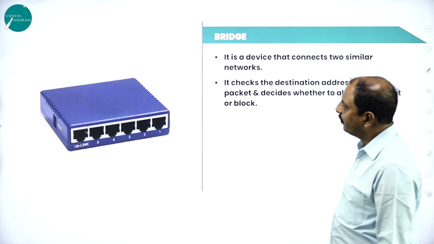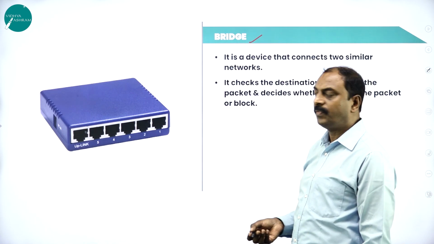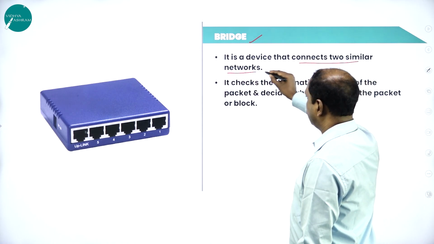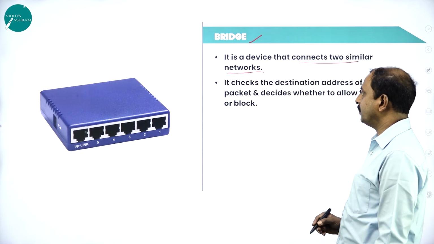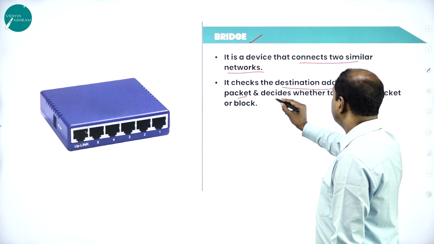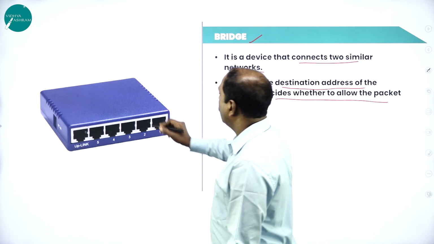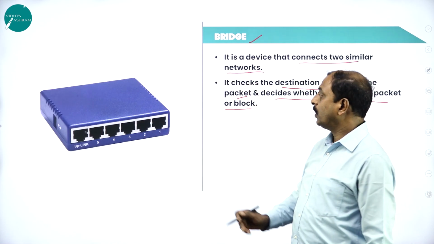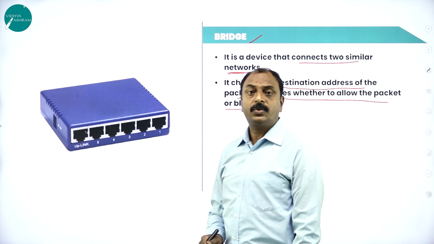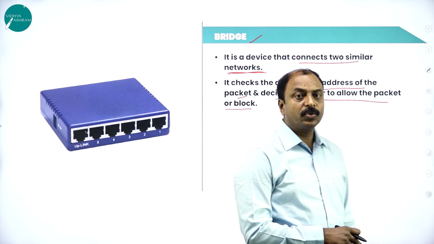Now in the next slide, we see what a bridge is. A bridge is another network device, another piece of hardware. It is a device that connects two similar networks. It checks the destination address of the packet and decides whether to allow or block it in communication. What is the use of a bridge? It is going to connect two similar networks. So if you have two different LANs or two different networks, we connect them through a bridge.